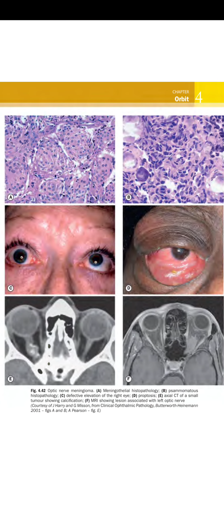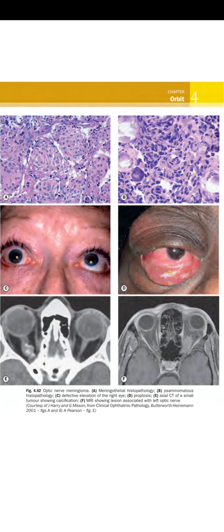A is showing the meningothelial histopathology, B is showing the psammomatous histopathology, so these are the psammoma bodies, and C is showing the deficient elevation of the right eye. D is showing proptosis, E is showing the axial CT of a small tumor showing calcification, and F is an MRI showing a lesion associated with the left optic nerve.